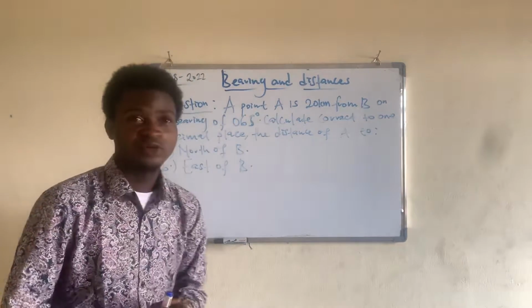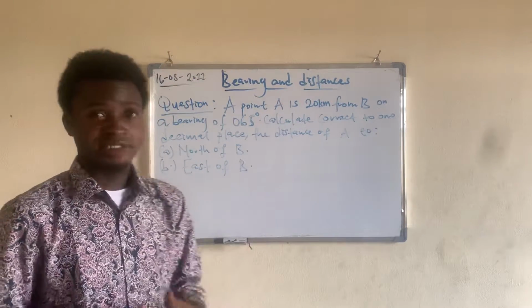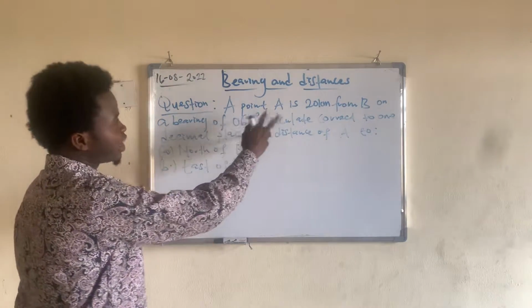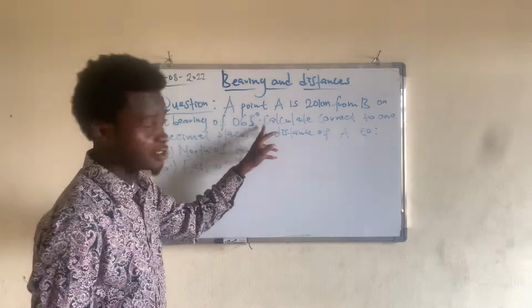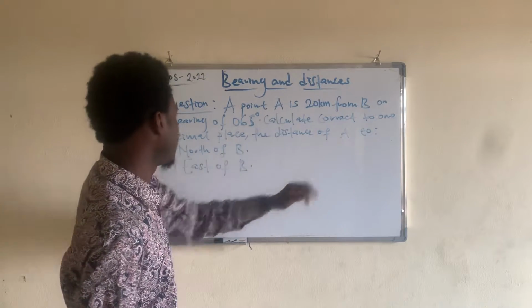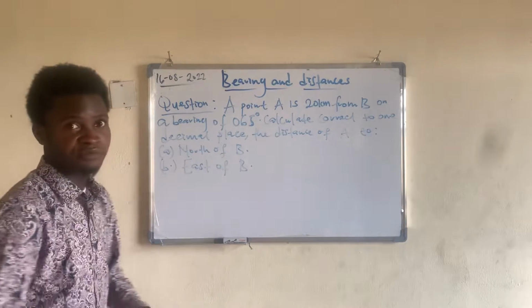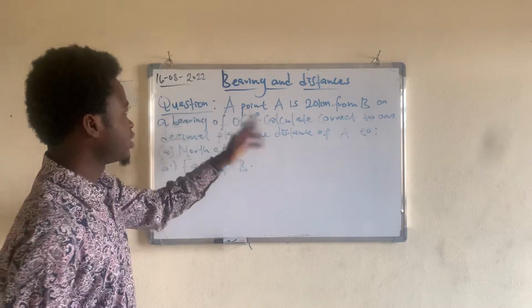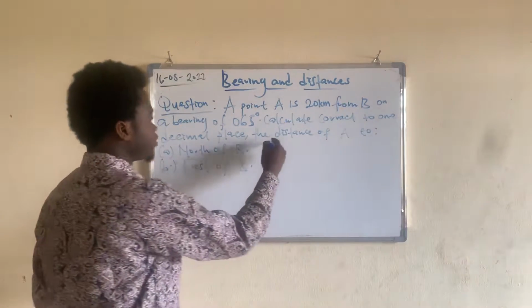Today we'll just continue our class on bearing and distances. In the last lecture we started the introduction to bearing and distances. So today we have a question on the board. The point A is 20 kilometers from B on a bearing of 065 degrees. Calculate, correct to one decimal place, the distance of A north of B and east of B. To attempt this question, you need to know that all questions in bearing lead to the formation of a triangle. Solution.